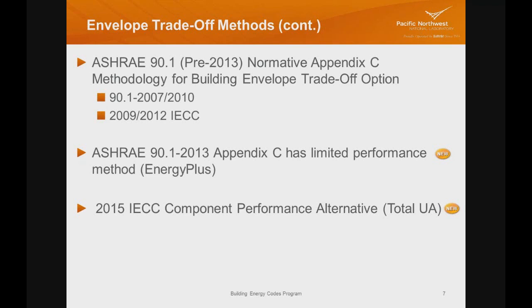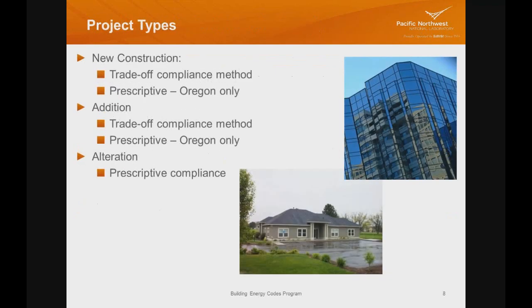90.1 2013 does a performance simulation determination, and all the other codes rely on the older 90.1 regression equation that's found in Appendix C of the standard. You can get very different results depending on which code you use. So I urge you or encourage you to explore that further on your own.